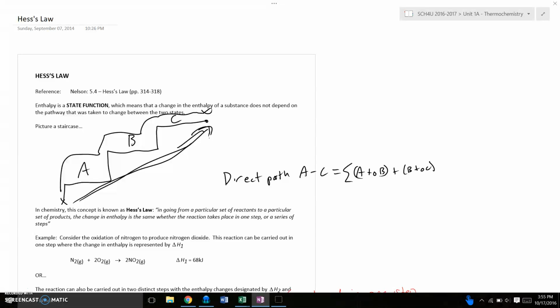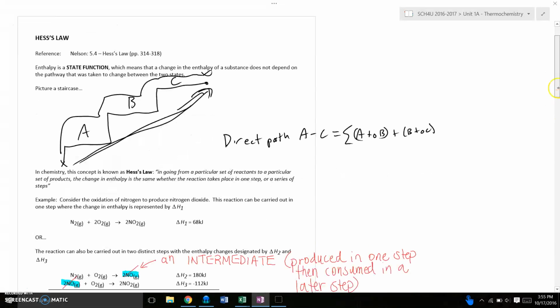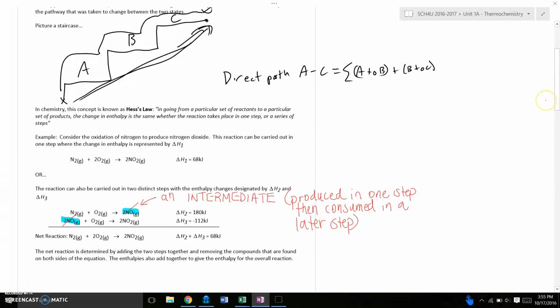So this concept, this idea is known as Hess's law. Hess's law states that in going from a particular set of reactants to a particular set of products, the change in enthalpy is the same whether the reaction takes place in one step or a series of steps.